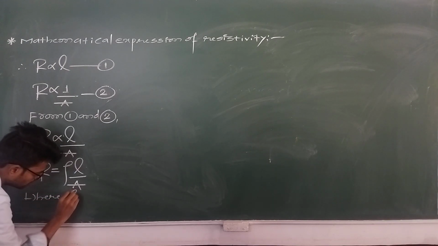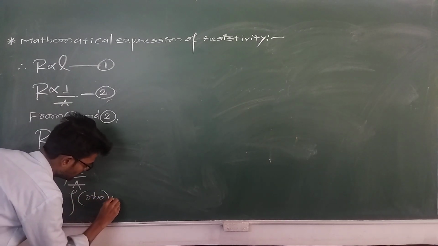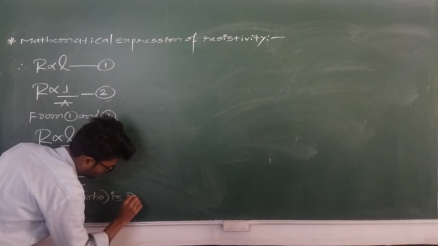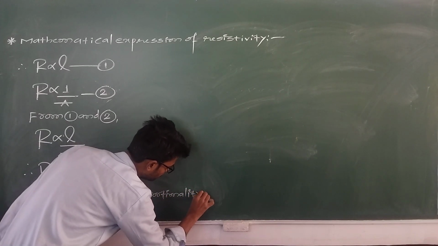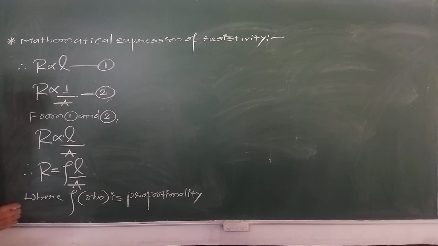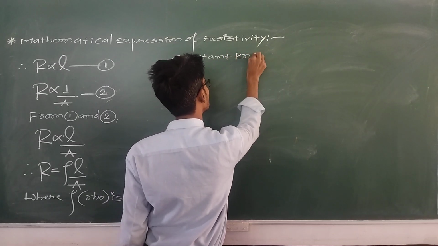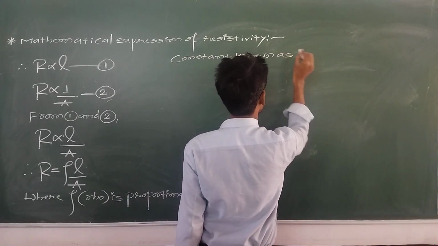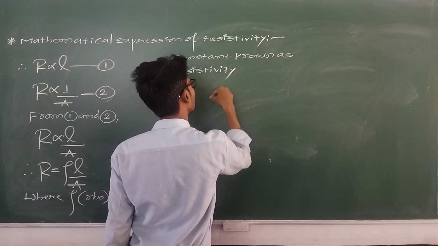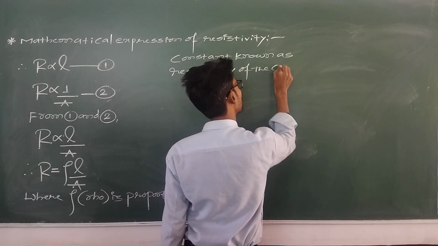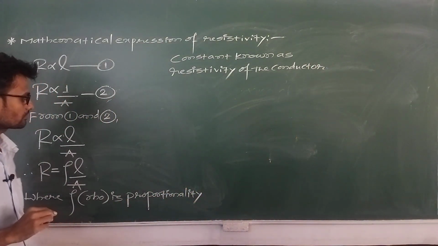Where rho is the proportionality constant, known as the resistivity of the conductor, right?